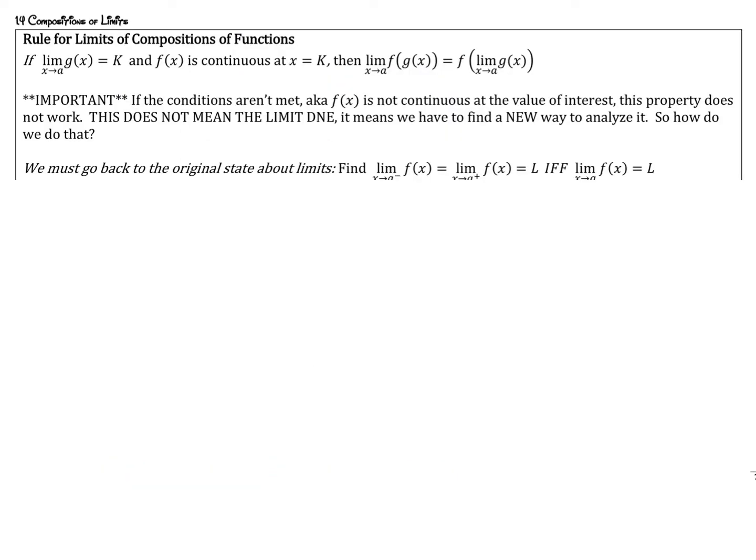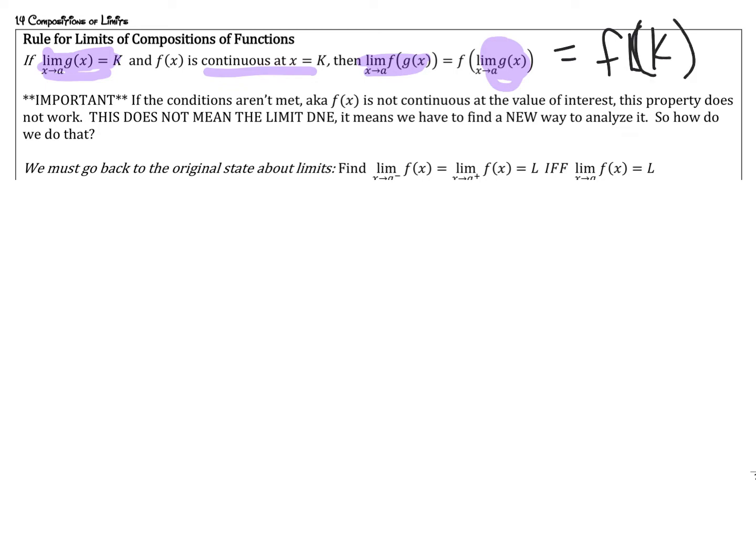So if we are considering the limit as x approaches a of g of x, and that's equal to the value k, and we have a second function that is continuous, this is really important, that is continuous at x equals k, then if we're looking at the limit of the composition, the limit as x approaches a of f of g of x, we can actually just take the limit as x approaches a of g of x, take that value, which we said was k, and plug it into f. So we can really say that this is equal to f of k.